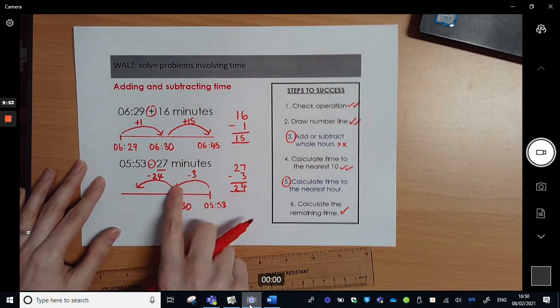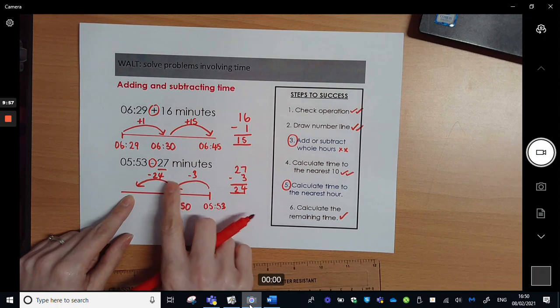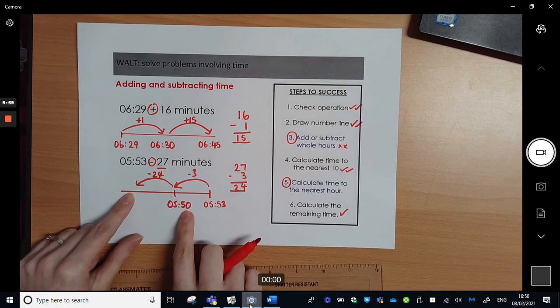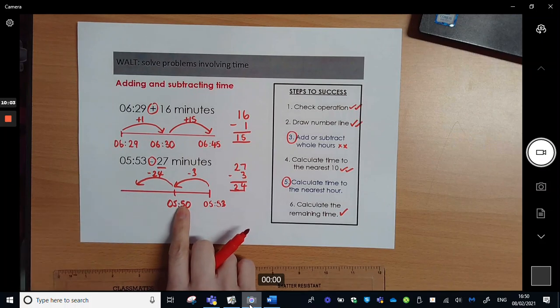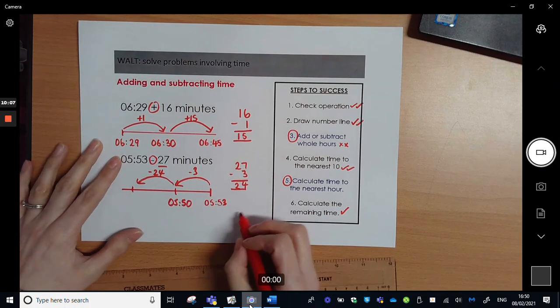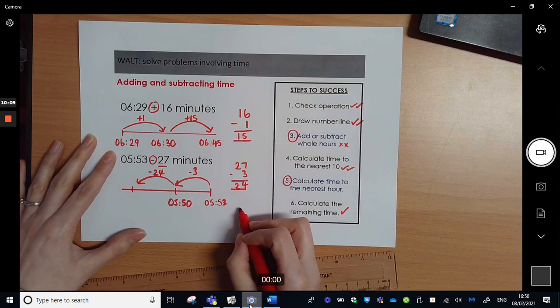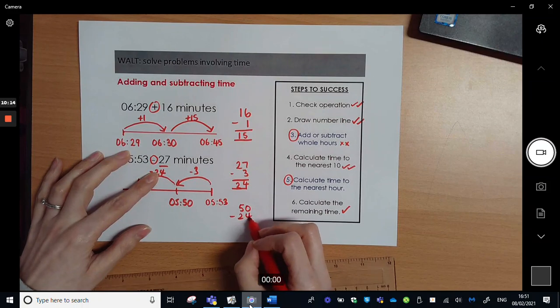It doesn't matter how big these are. It's not accurate. It's just to help me with my working out, okay? So I need to do 50 take away 24. So again, I could do that in my head, but if you're finding that a little bit tricky, remember you can always write down your working out as well. So I'm going to do 50 minutes minus 24 minutes.